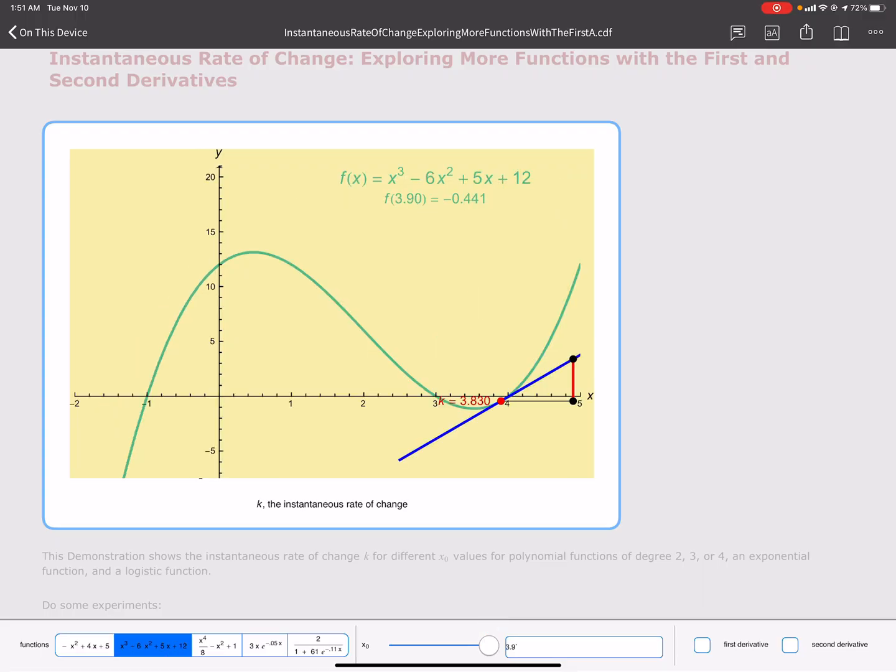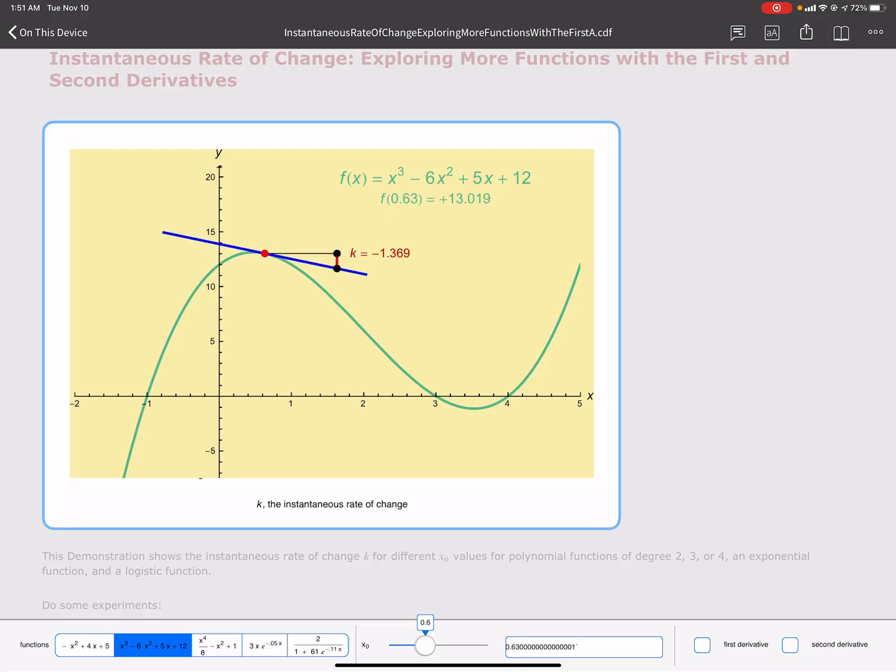Let's look at this one. What do you notice about the blue slopes? The blue slopes are all positive from there to there. They all have a positive slope because it's moving upwards, and the function is increasing on that whole region. Now, the derivative is 0 here.